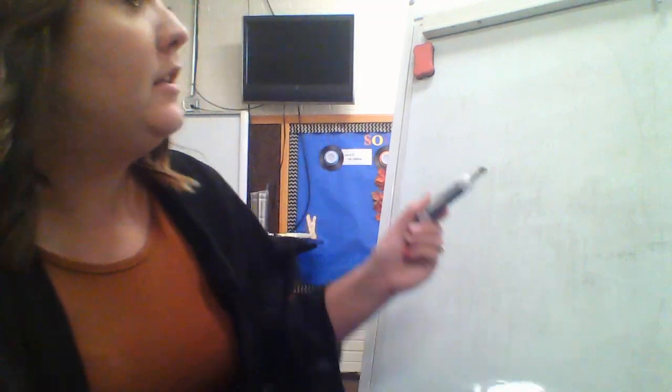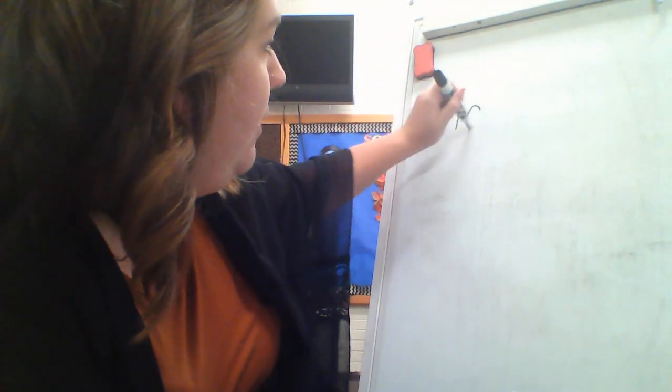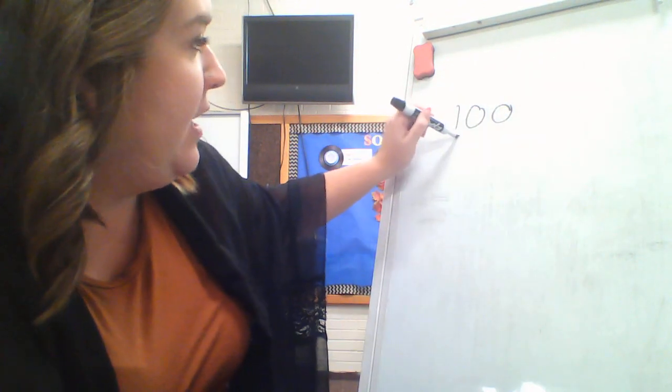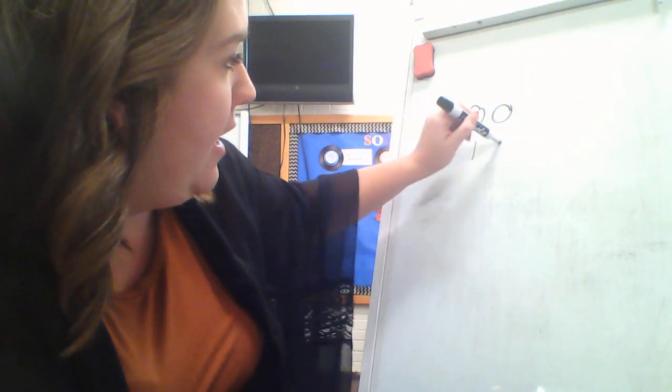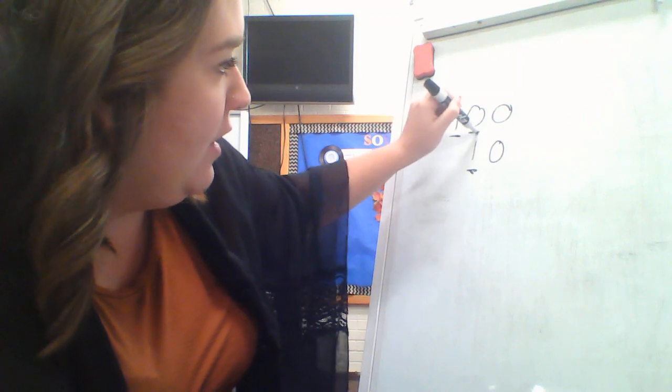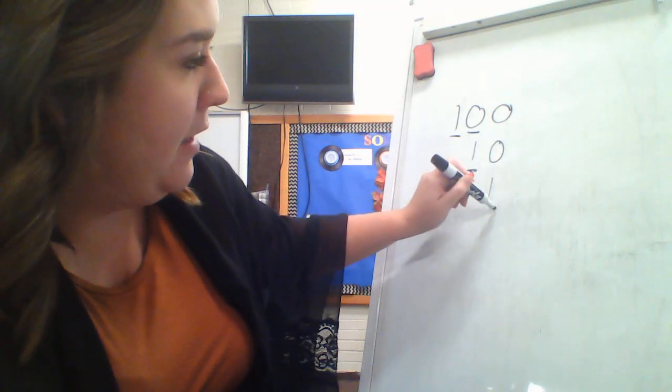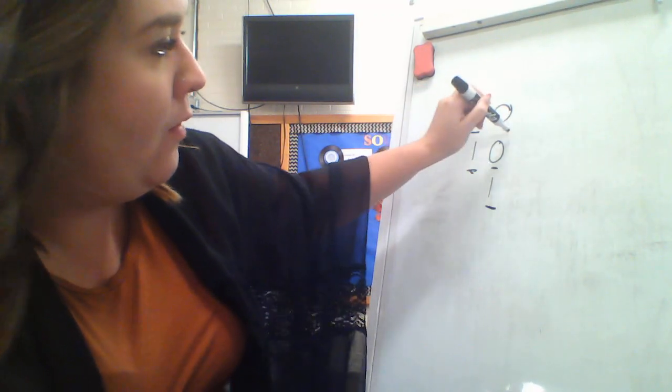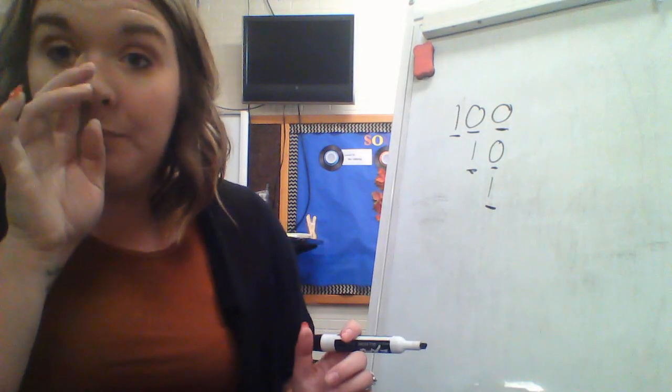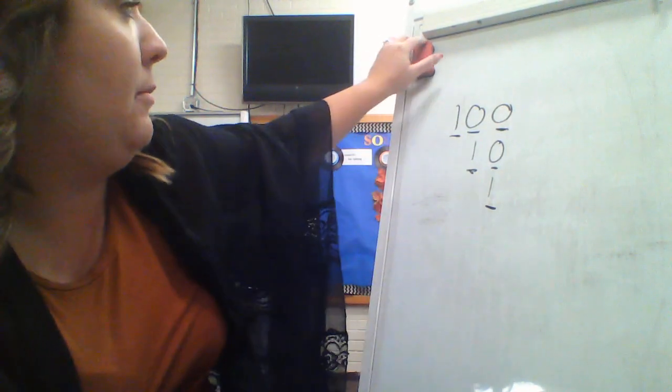Hello, second graders. Today we're going to be learning about adding tens, hundreds, and ones all together. Okay, so yesterday we learned about having the 100 place, which is here, the tens place, which is here, or here in the 100, and the ones place, which is here, or here, or here. Okay, today we're going to learn about adding all of those numbers together.